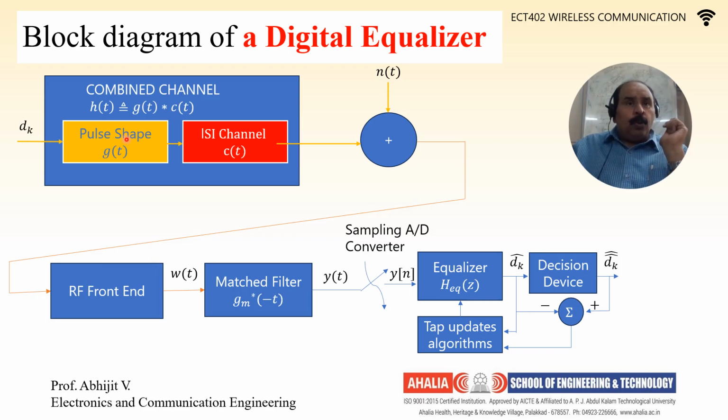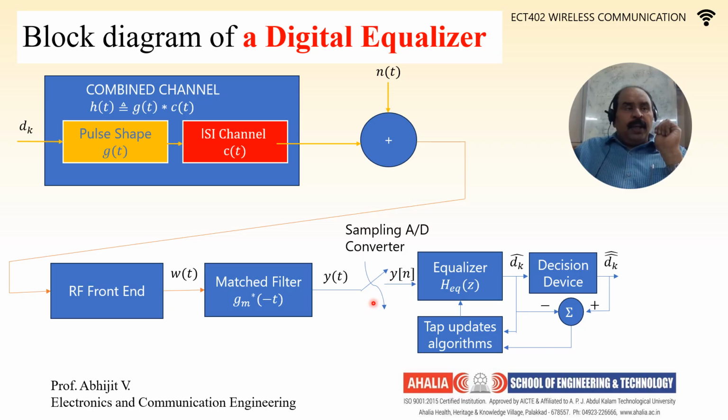When it passes through this wireless channel, noise is added to it, and from there it is received at the RF front end. We have seen that when we have a pulse shaping filter at the transmitter end, we will have what is called a matched filter at the receiver end. The response of the matched filter is g_m(-t), and the signal received here is w(t).